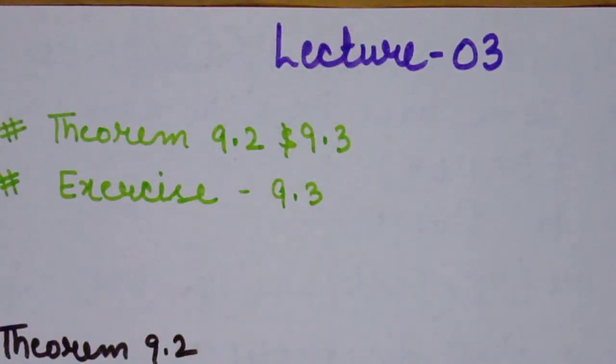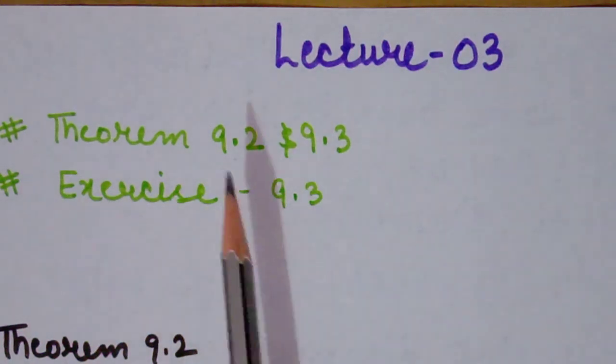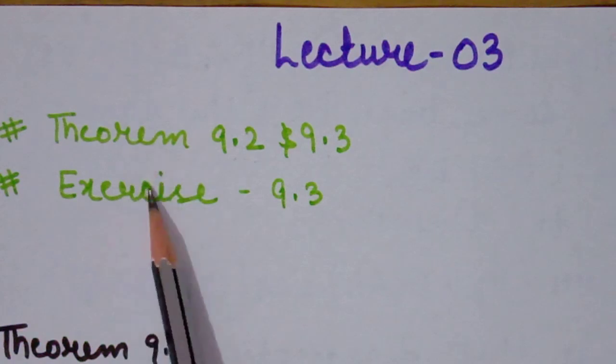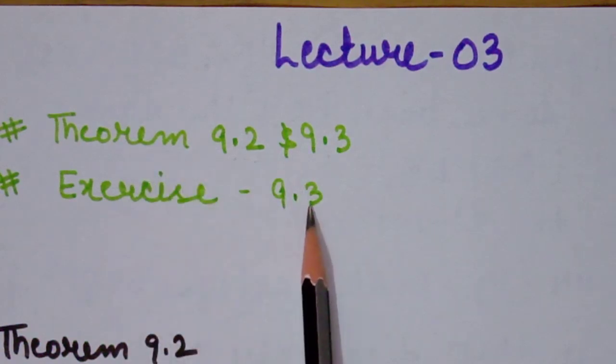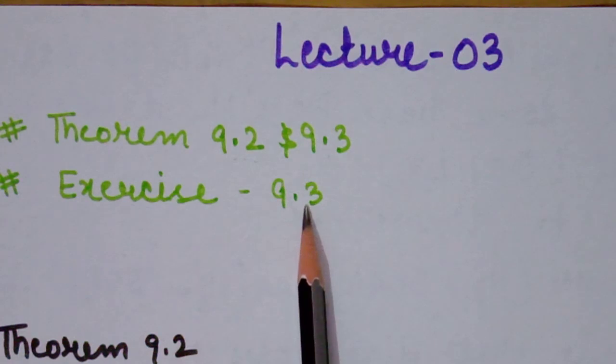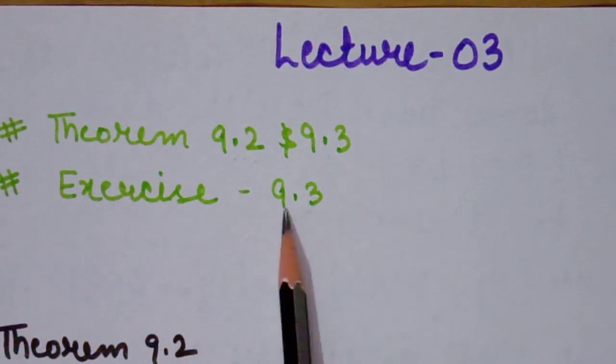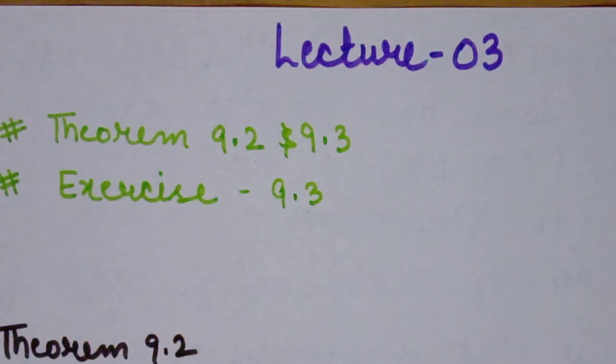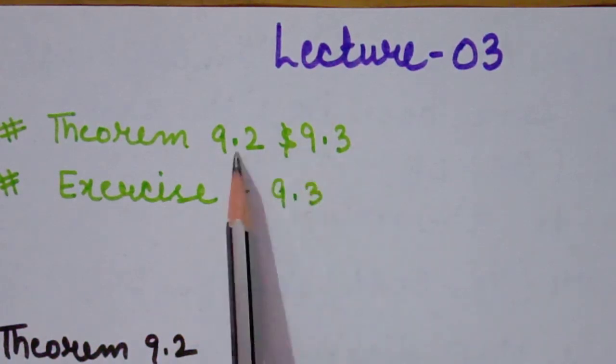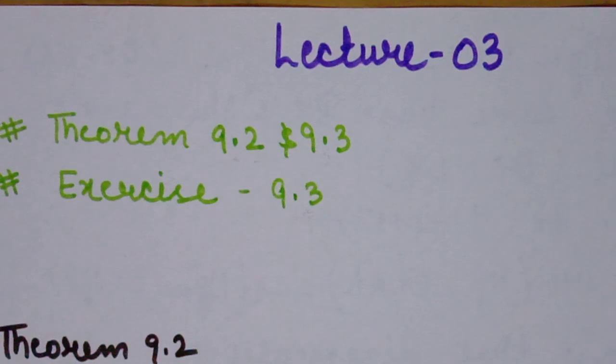In the first lecture, we discussed theorem 9.1 and example 2. That example is part of the first theorem, and I already told you that we will use that example as a theorem. So today, the next two theorems, and today we will discuss some questions of exercise 9.3. 9.1 and 9.2 we already finished. Now we discuss some questions related to 9.3. These questions are based on these two theorems. Basically, they are the application of theorem 9.2 and 9.3.